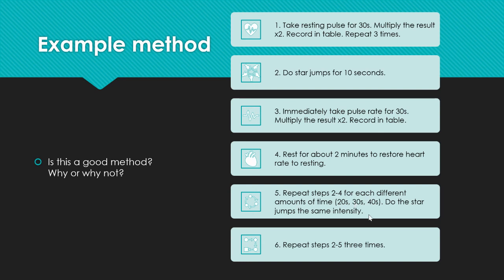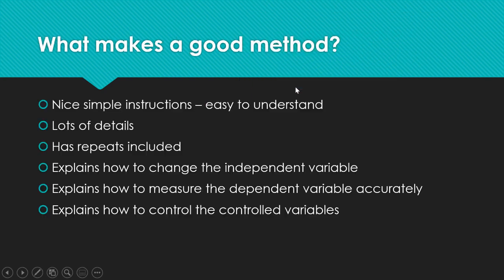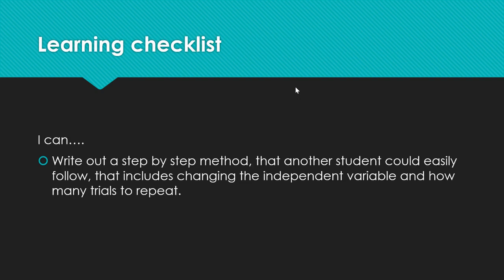And then in step 6, we repeat steps 2 to 5, 3 times. So that's just for getting the reliability. So what makes a good method? It's got to have nice, simple instructions, easy to understand. It's got to have lots of details. It's got to have the repeats included. It's got how to change the independent variable, how to measure the dependent variable accurately, and how to make it accurate, and how to control the control variables so that it is a fair test.